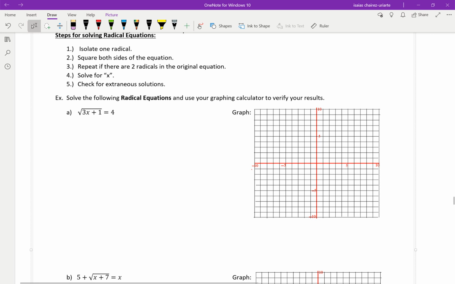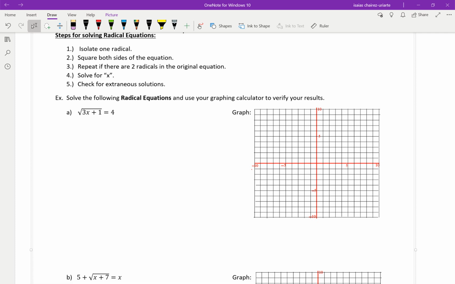some steps that might be helpful in order to solve radical equations: first, definitely isolate a radical on one side of your equal sign. The next thing would be to square both sides, and that would get rid of your radical. And then repeat steps 1 and 2 if there happen to be two radicals in the original equation. And then solve for x and check for extraneous solutions.